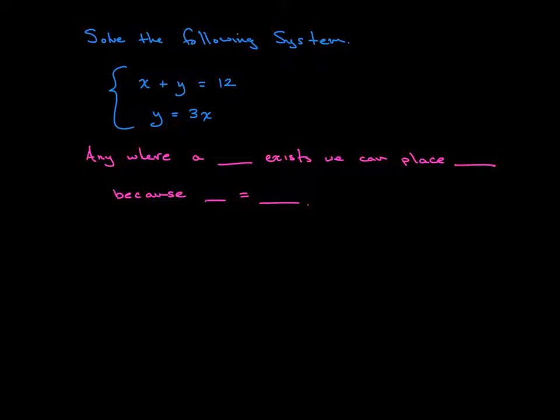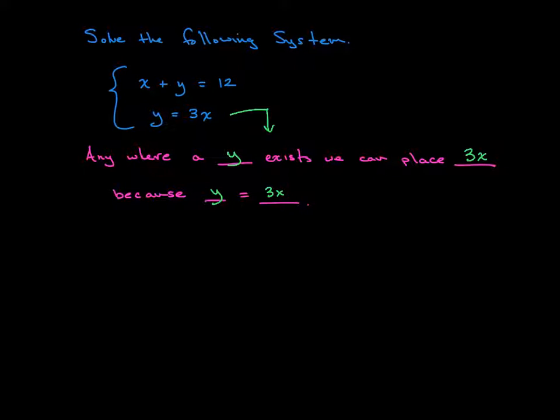So in this problem, I have x plus y equals 12, and then the second part of the system says y equals 3x. This is where I'm defining for you that anywhere a y exists, we can place 3x, because we just told you that y equaled 3x.